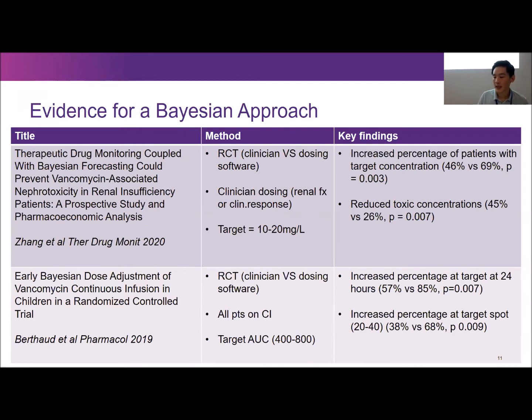They also did a subsequent analysis just to look at concentrations, not trough concentrations but spot concentrations, because they're all on continuous infusions, and they decided that 20 to 40 would be their range. Still, they found that only 38% of the clinician-guided patients achieved their target, and that increased to about 68% in the patients who had Bayesian dosing software guided dosing.